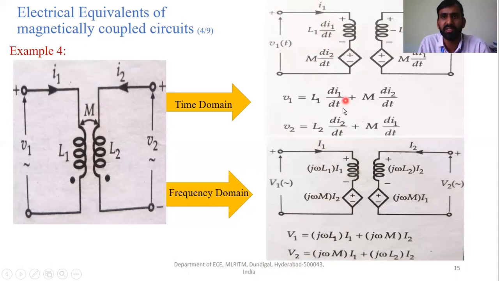Just to differentiate, we have the small i1 in the time domain and the capital I1 in the frequency domain. V1 is equal to j omega L1 I1 plus j omega M I2. Similarly, V2 is equal to j omega M I1 plus j omega L2 I2. This is with respect to example 4. So let us look into a different combination in example 5.